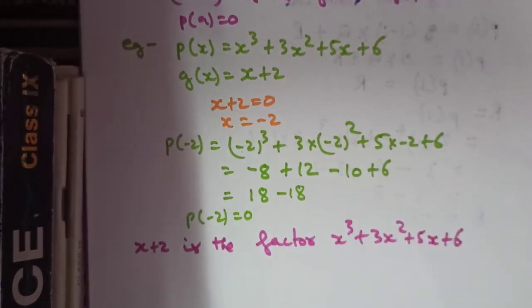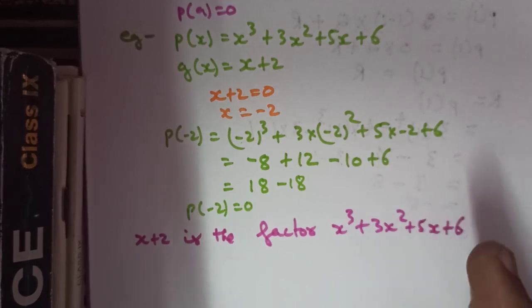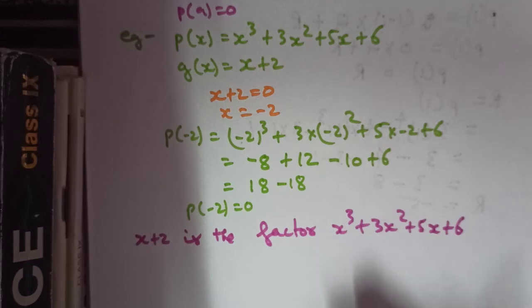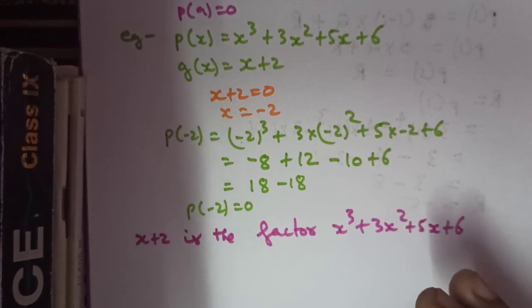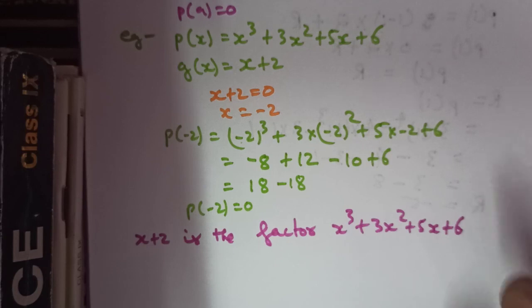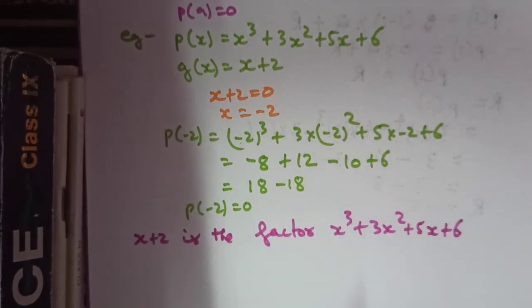Understood? Like we have already discussed when we discussed factors and multiples, for example if you divide 12 by 6, we get the remainder equal to 0. So if the remainder is 0, then we say that the dividend 12 is a multiple of the divisor 6, or the divisor 6 is a factor of the dividend 12. Understood? The same thing applies here in polynomials also. So x plus 2 is a factor of this.